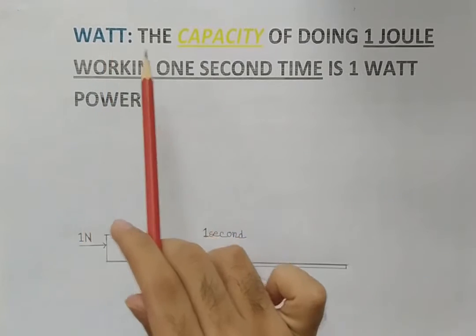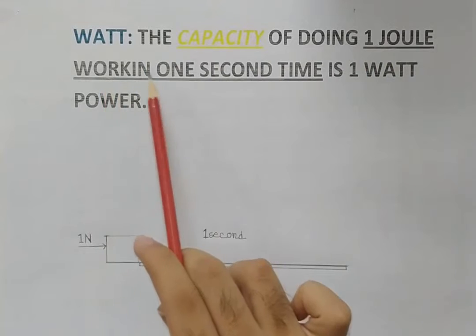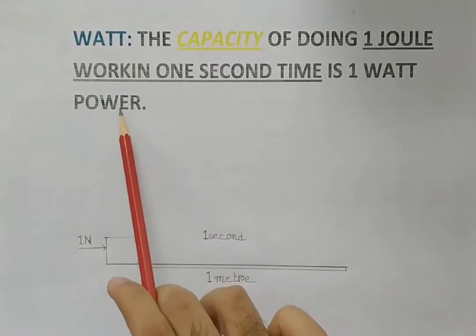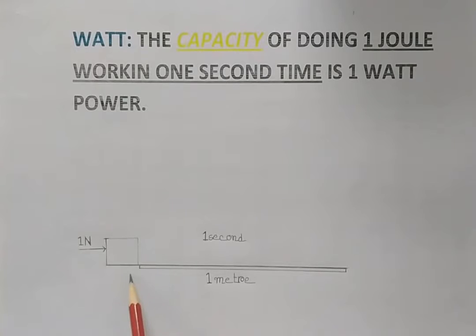Watt is defined as the capacity of doing 1 joule of work in 1 second, which is 1 watt of power. See in the figure, if 1 newton force is applied on this object and it is displaced by 1 meter from here to here in 1 second, then the power of this object is 1 watt.